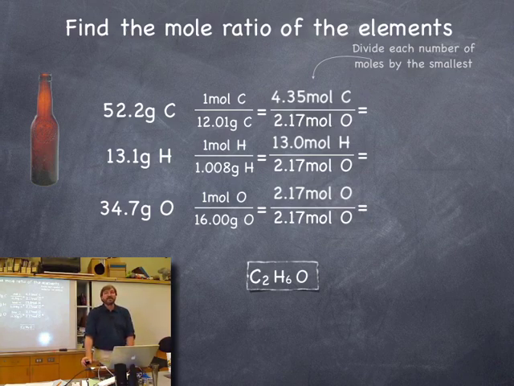Yeah, if it was 5.2, I'd probably round that down to 5. If it was 5.8, I'd round that off to 6. But if it was like 5.5, I'd multiply everything by 2. If it was 5.3, I'd multiply everything by 3.